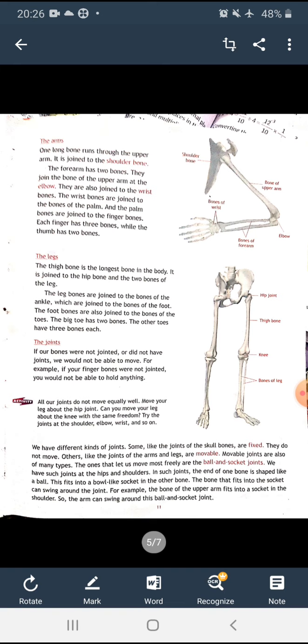Next, come to the joints. If our bones were not joined or did not have joints, we would not be able to move. For example, if your finger bones were not joined, you would not be able to hold anything.